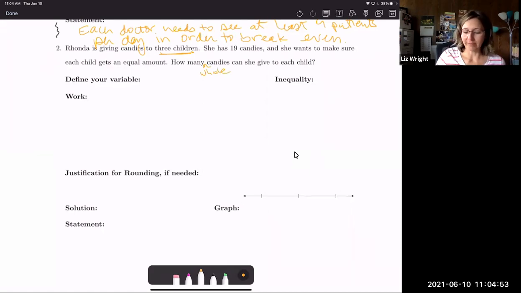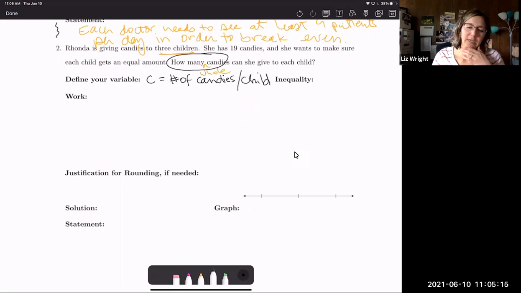So first, define your variable. What are we looking for? What is our unknown? It's the number of candies per child. So I'm going to say C for candies. So C equals number of candies per child. So then we've got to write up our inequality.